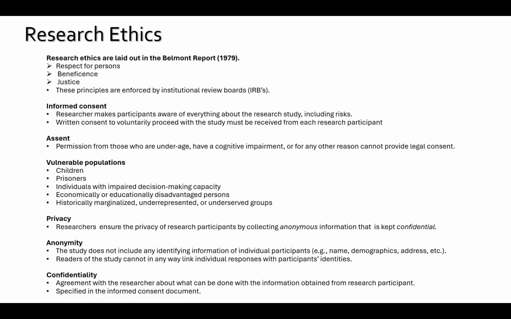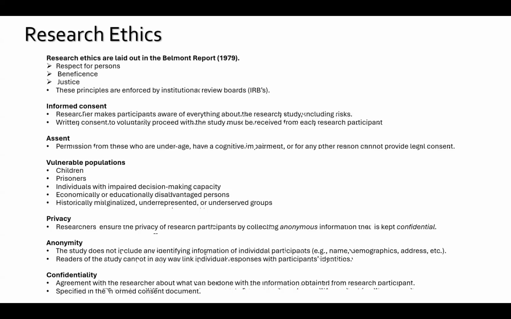So the first is research ethics, and research ethics apply to both qualitative and quantitative research. In fact, any research that is done with human participants, human beings. And these ethics are really laid out very, very well in the Belmont Report of 1979, which has 3 different principles: respect for persons, beneficence, and justice.